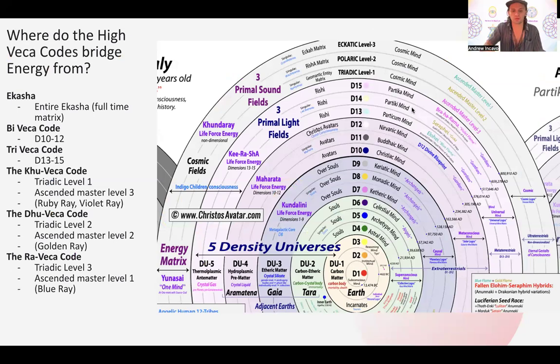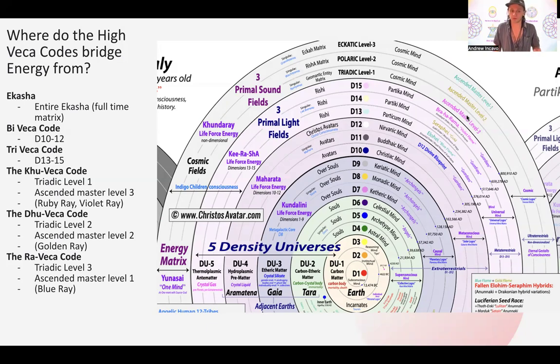So if you look at this chart here from Christos Avatar, we have the top three layers, ascended master layers 3, 2, and 1. Let's just go through the chart here. The Veca code aligns you with a triadic level 1, which is ascended master level 3, which is like the ruby ray or the violet ray. The Drew Veca code lines you up with the triadic level 2, right?